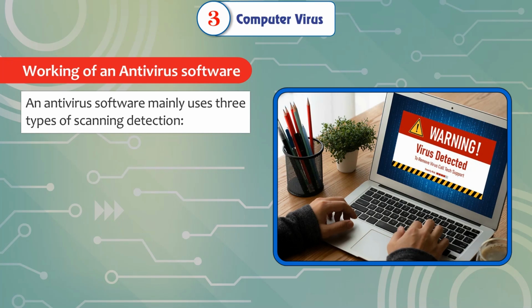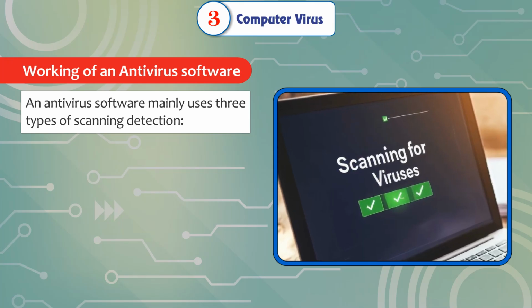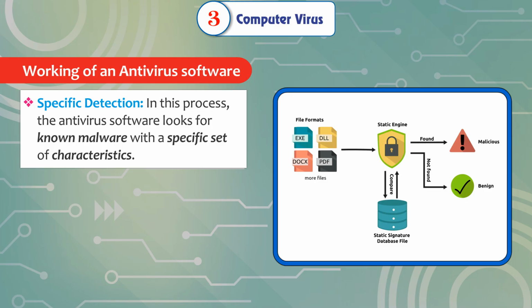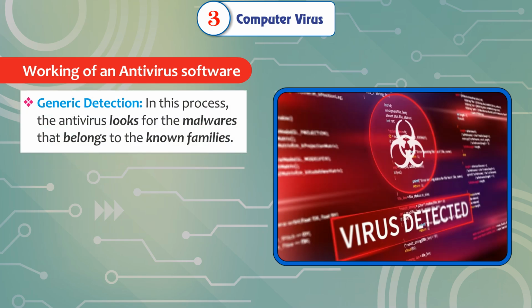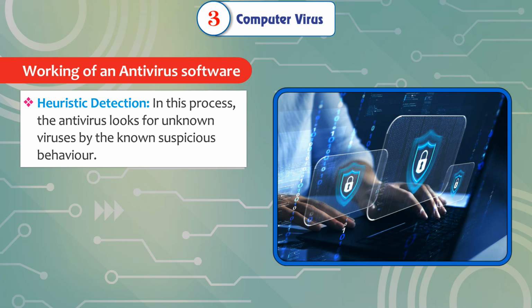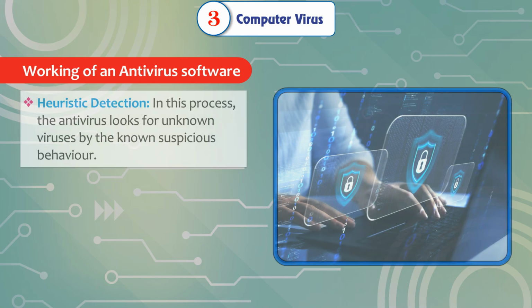An antivirus software mainly uses 3 types of scanning detection. Specific detection. In this process, the antivirus software looks for known malware with a specific set of characteristics. Generic detection. In this process, the antivirus looks for malware that belongs to known families. Heuristic detection. In this process, the antivirus looks for unknown viruses by known suspicious behavior.